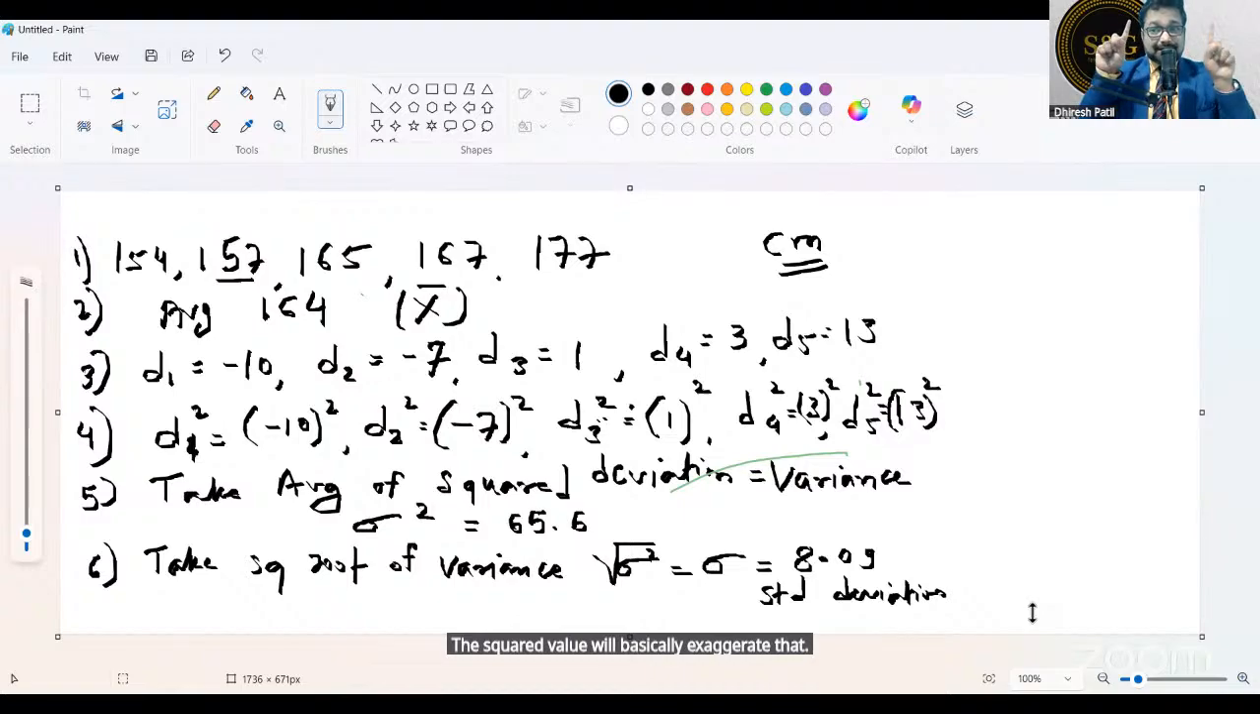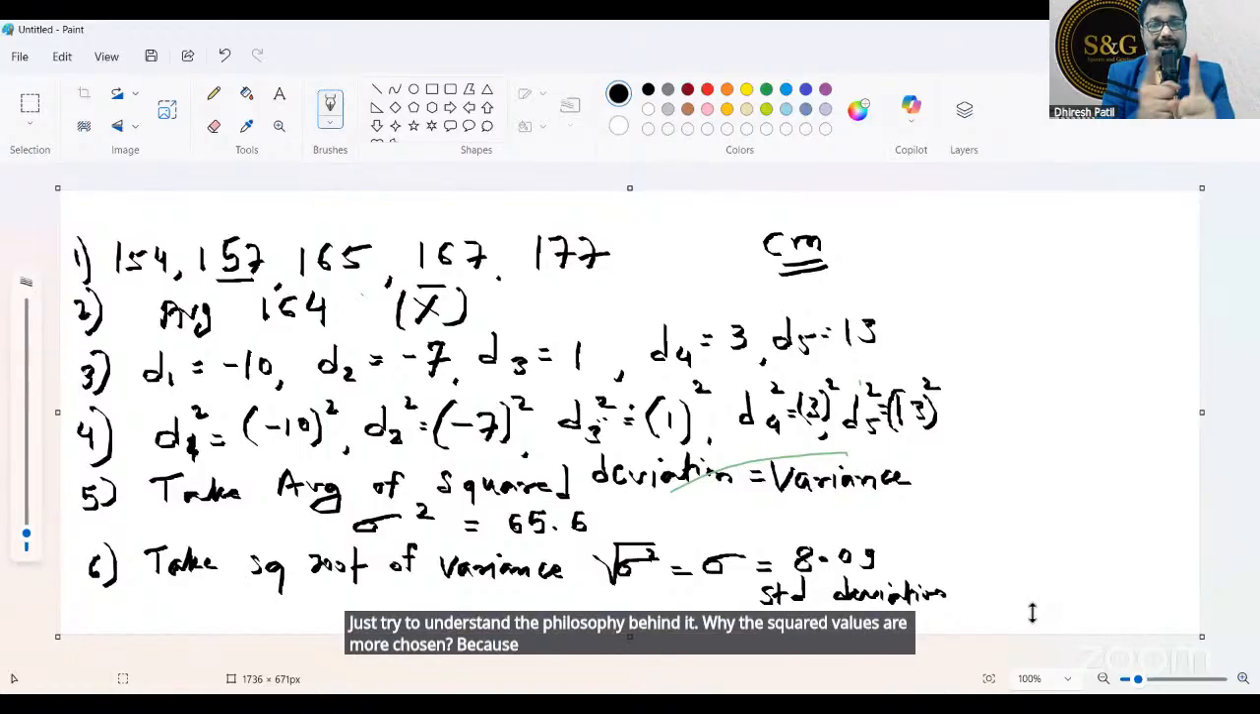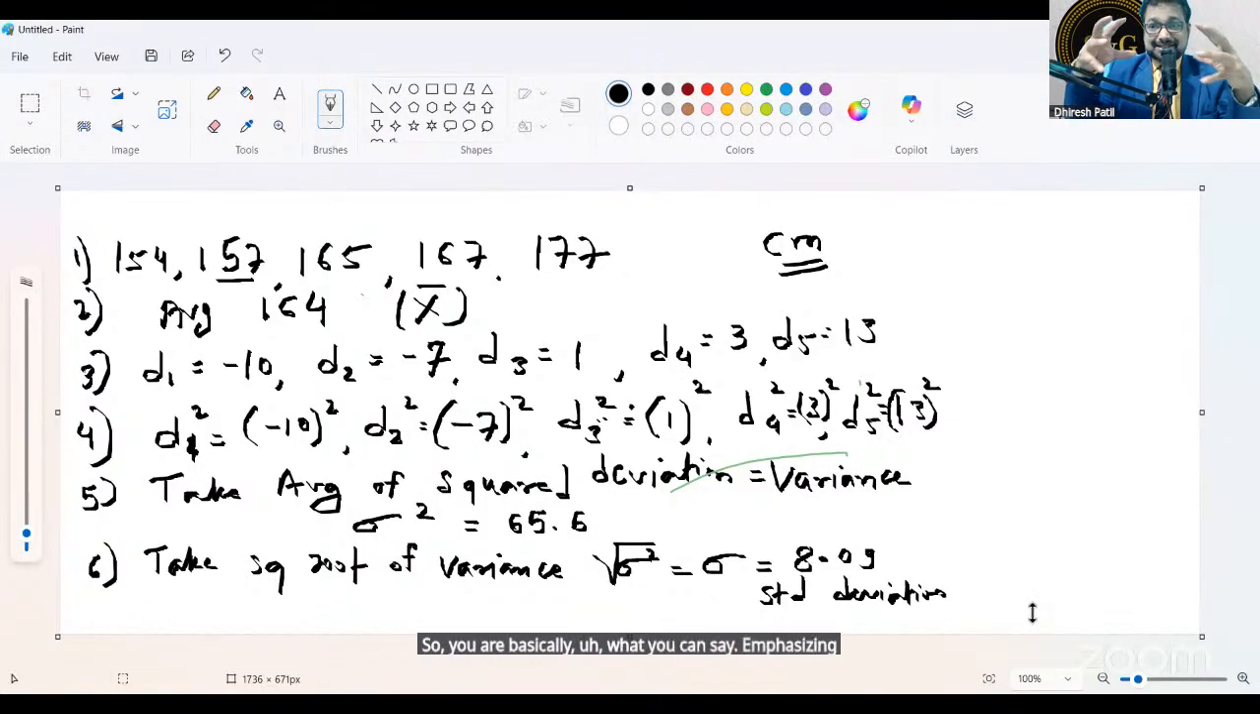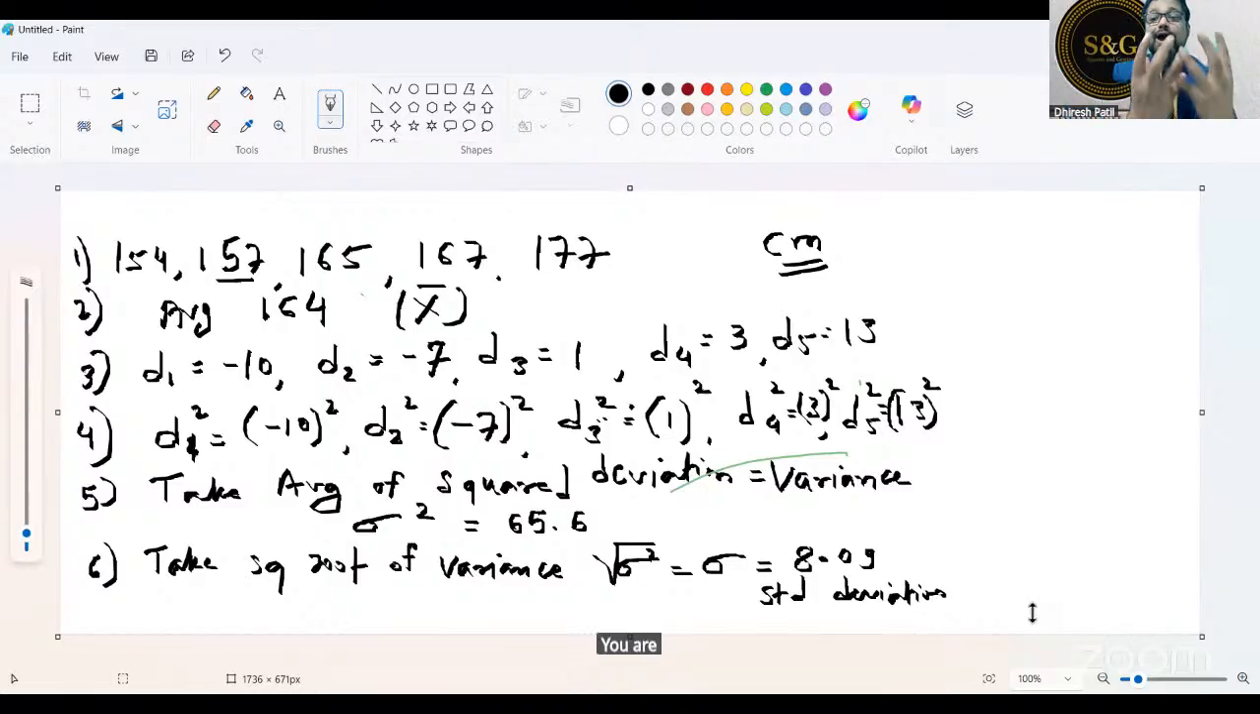Just try to understand the philosophy behind it. Why are the squared values more chosen? Because the more the variation, as you go away from the mean, and now of that distance you are taking the square. So you are basically emphasizing that distance more. You are taking the square of it.